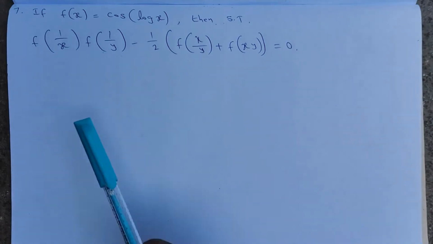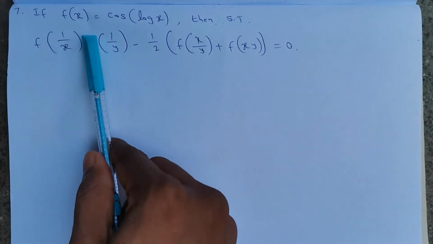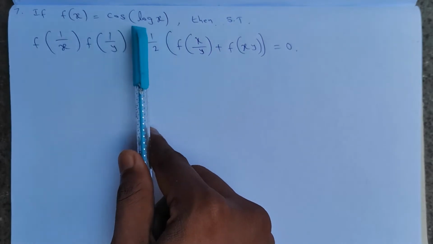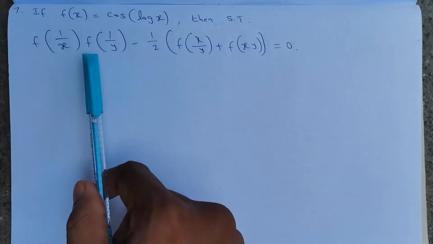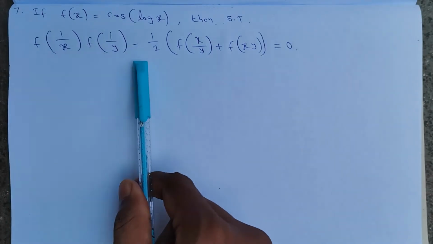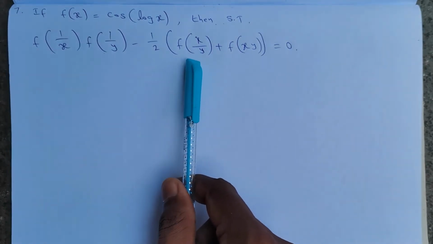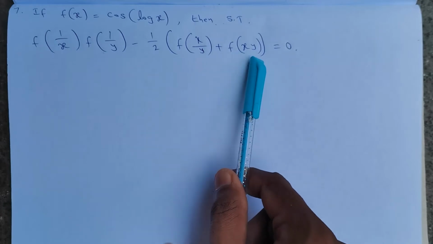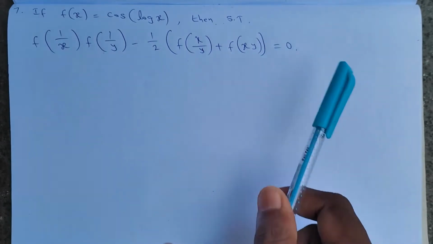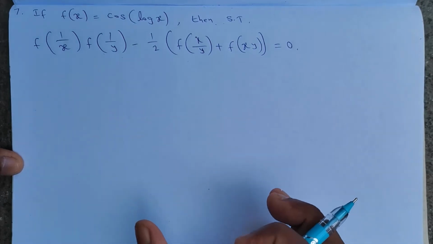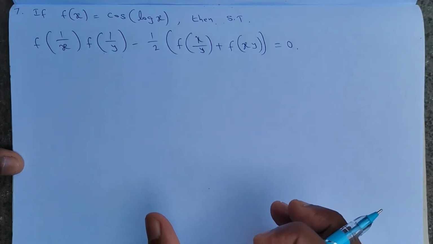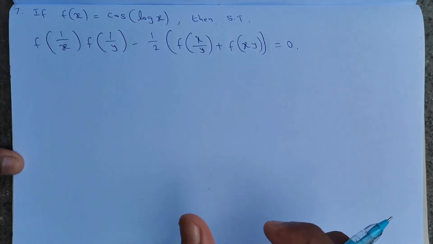Okay, the question is, if f of x is equal to cos of log x, then show that f of 1 by x into f of 1 by y minus 1 by 2 of f of x by y plus f of xy is equal to 0. To make this problem easy to understand, I will solve one term at a time.